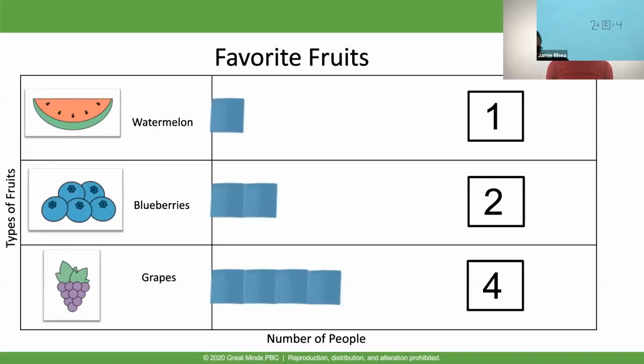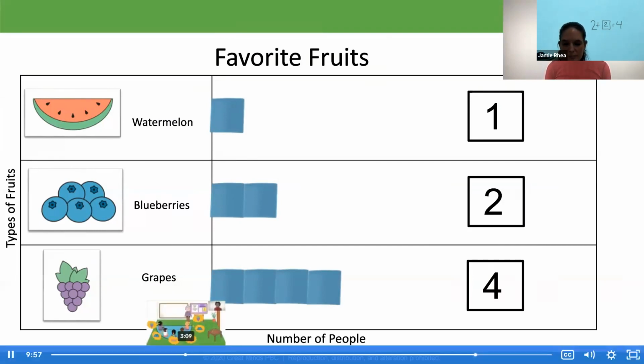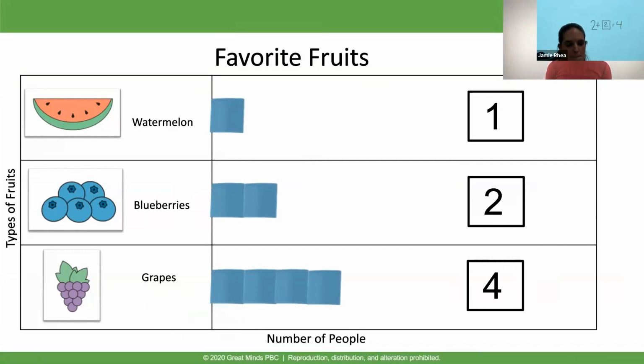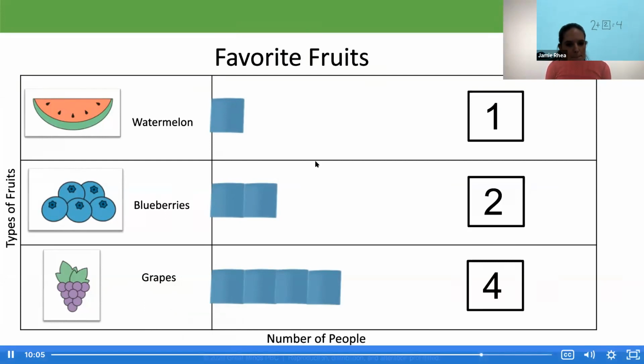Awesome. Let's ask a few more questions. Now I want to know how many people like watermelon, blueberries, and grapes all together. Again, the question is, how many people like watermelon, blueberries, and grapes all together? Go ahead and press pause and use personal whiteboards to solve this problem. Remember, you can always use linking cues as extra support. I'll be right here waiting when you get back.